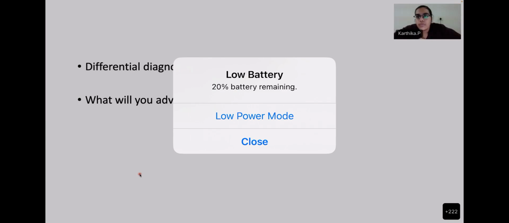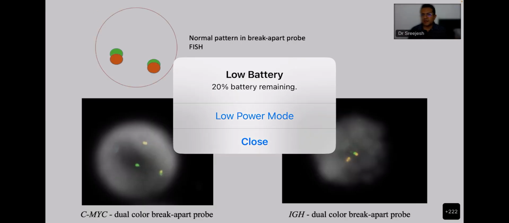Sir, 8;14. Not just 8;14, there are others: IGH-MYC, IG kappa, IG lambda translocation. So what is the common gene? Sir, c-MYC. So you have to demonstrate c-MYC translocation. You can use either a translocation probe or a breakapart probe. Normally in MYC breakapart you get two fused signals. In this case, we got one fusion, one green, one orange, so this is indicative of MYC translocation. Same, if you use an IGH breakapart probe, you get one fusion, one green. So this patient has a MYC translocation.